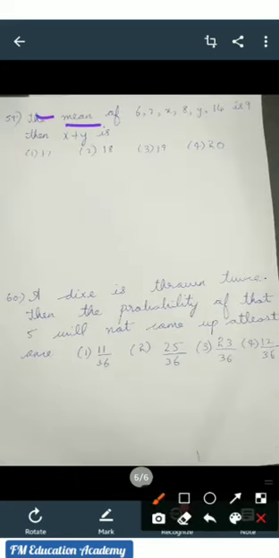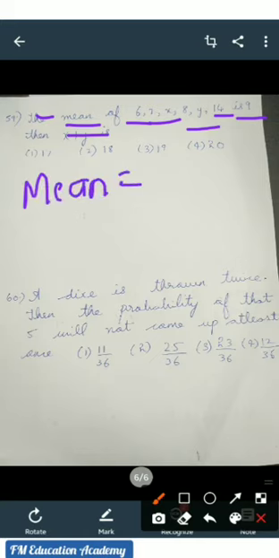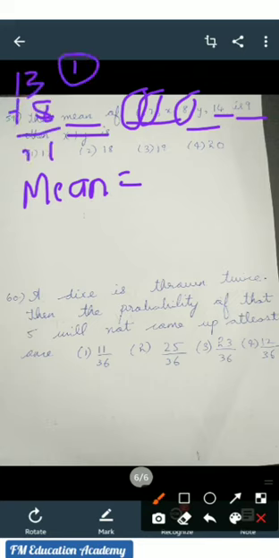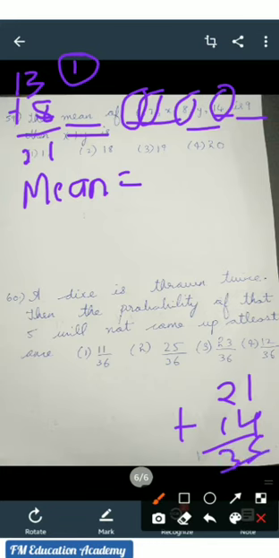59th question. Mean of 6, 7, x, 8, y, 14 is 9. Then what is the value of x plus y? Very easy. Mean is equal to the sum of all observations divided by the number of observations. What are the observations here? 6 plus 7 is 13. 13 plus 8 is 21. 21 plus 14 is 35, right? So 35 plus x plus y, and the mean is given as 9.